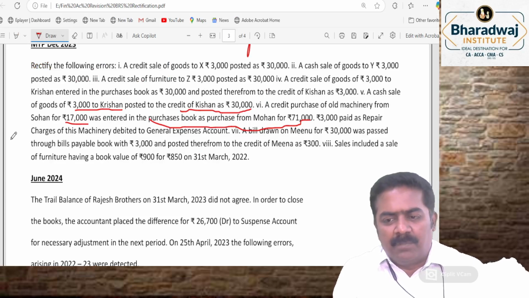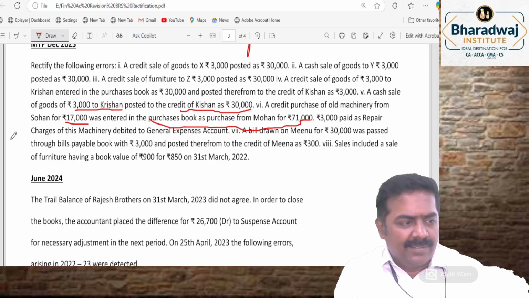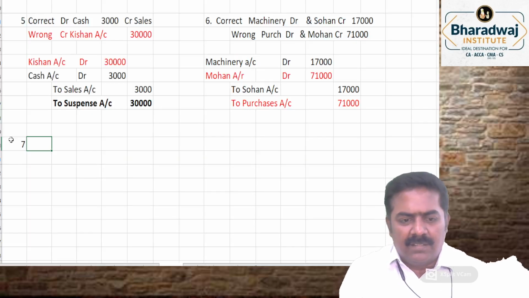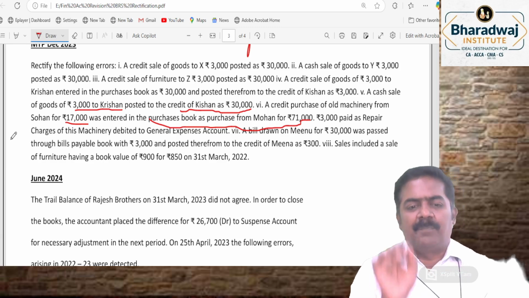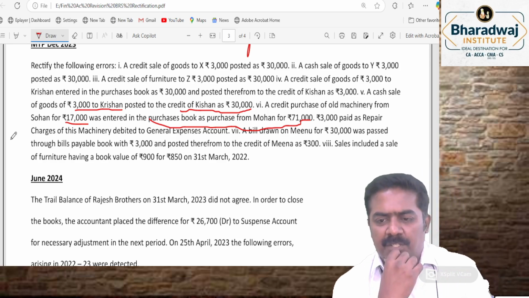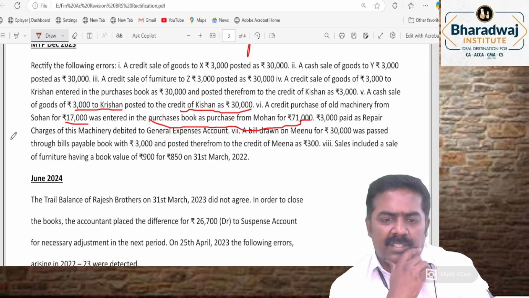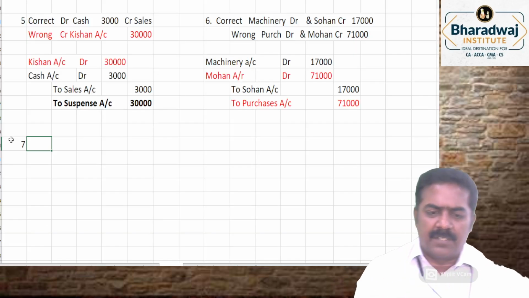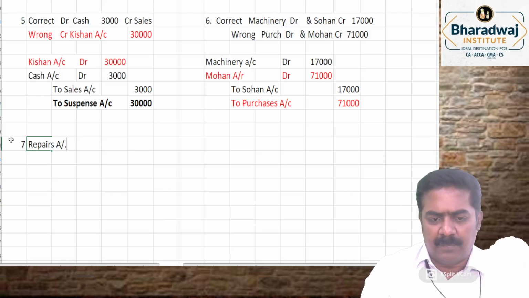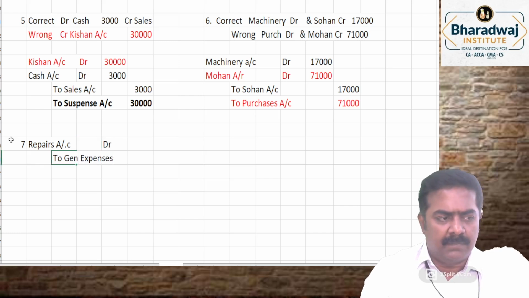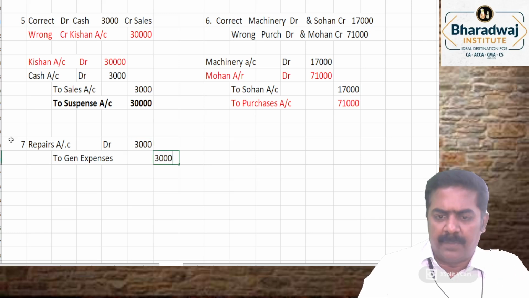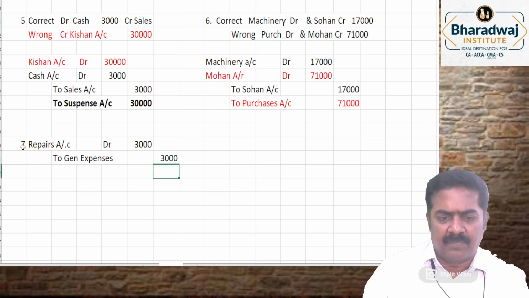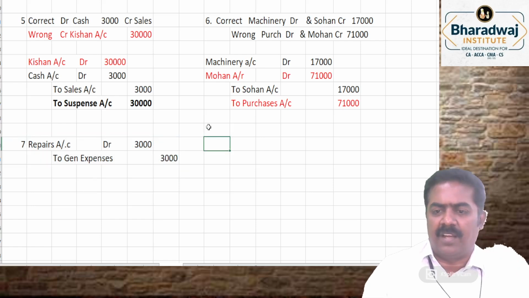Sorry, 3,000 paid as repair has been debited to which one? General expenses. What will you do? Repair charges to machinery. Debited to which account? General expenses account. Repairs account, how much? 3,000. Hope it is not connected to the machinery purchased. Separate line item that. They have added it to machinery.